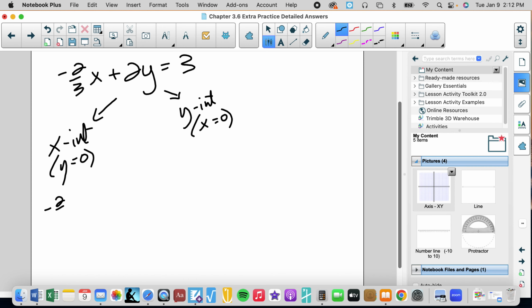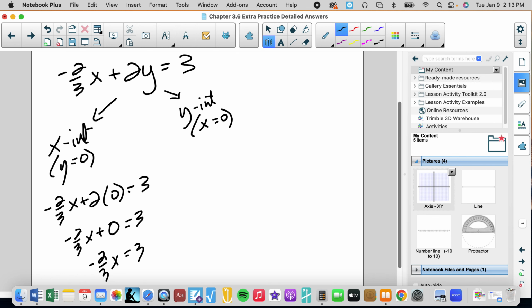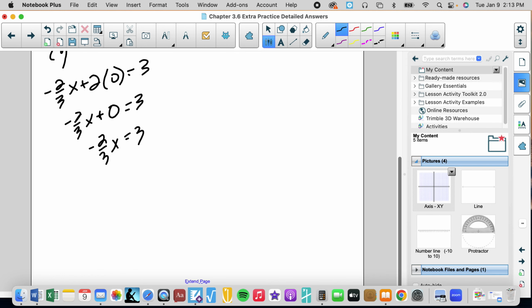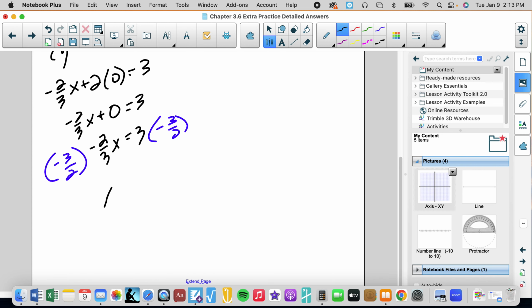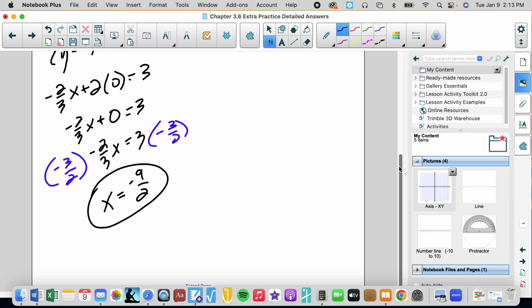So you're going to have -2/3 x plus 2 times 0 equals 3. -2/3 x plus 0 equals 3. -2/3 x equals 3. And now we're going to multiply by the reciprocal, which is negative 3/2, and we get x equals negative 9/2. That's my x-intercept.